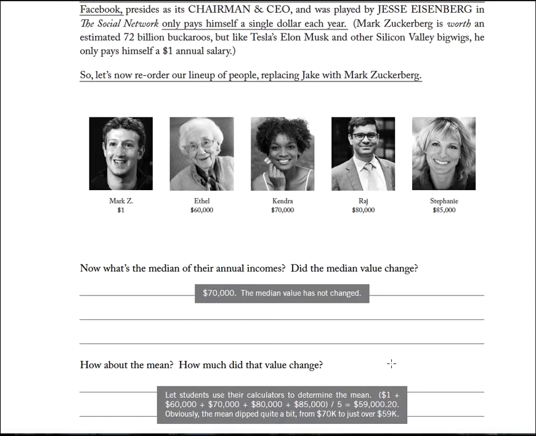So now let me ask you guys a question. What is the median value now that we've subbed in Mark for Jake? Who can tell me? Stacy, yeah, the median is still Kendra at 70,000. So did the median change when we put Mark Zuckerberg in there? No, it didn't. But now you guys can use your calculators. Can someone here tell me what the new mean value is?